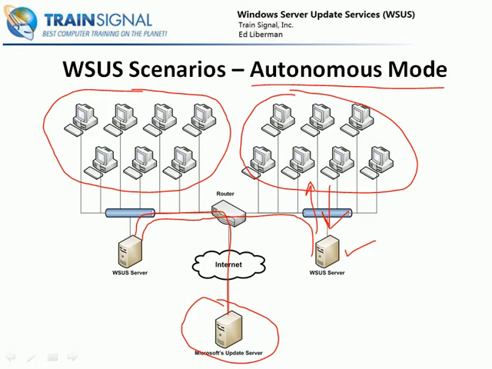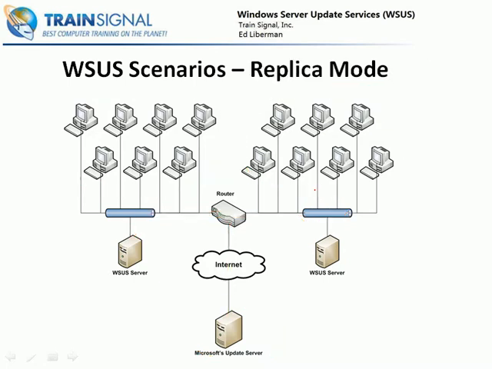Now, another version that is very similar to this would be replica mode. In replica mode, everything works exactly as it works in autonomous mode. In other words, you have the one WSUS server who's going to communicate with Microsoft's Update Server, and the other WSUS server is going to be a downstream server communicating with the first WSUS server, and each server will service its own set of clients.